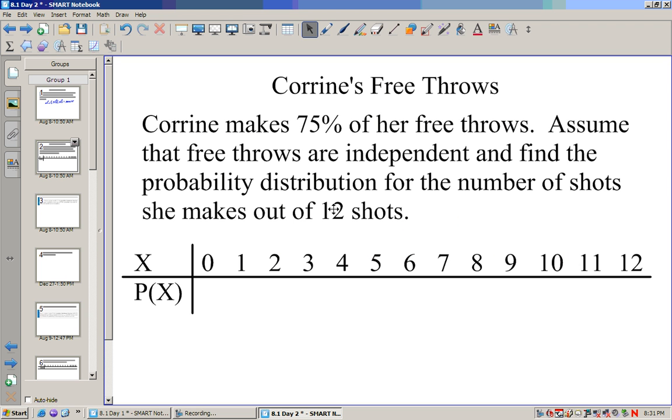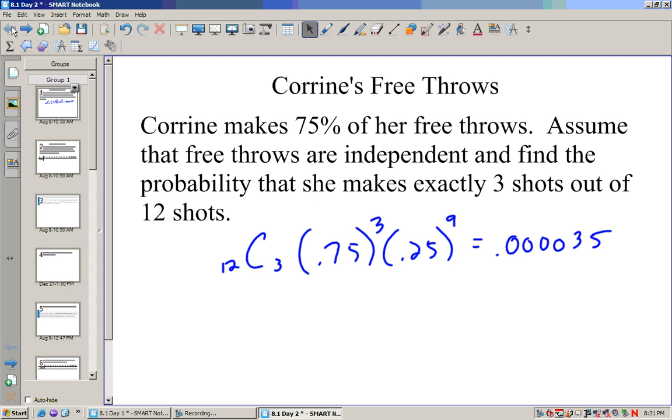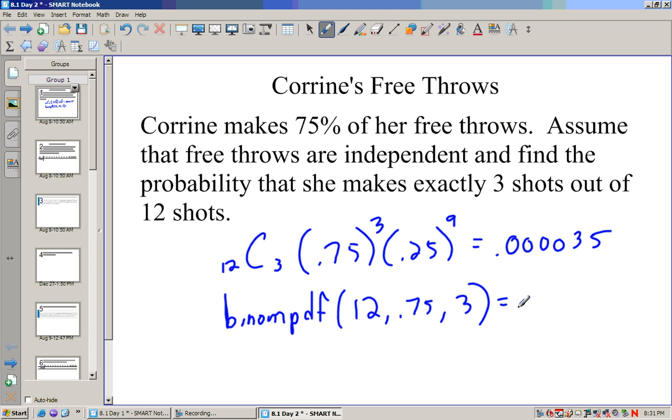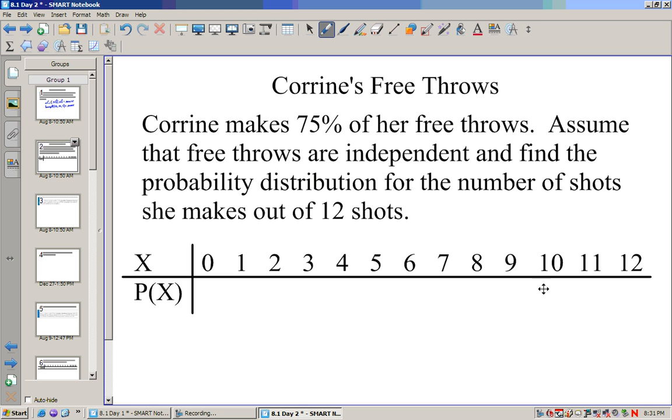Now, if we want to fill out all these, let's go back. A way we could do this with our calculator is we could hit second vars, which brings up the distribution, which we do Binomial Pdf, and we do 12, because there's 12 shots. Probability of success is 0.75, and comma 3, because we want to find the probability that she gets 3 shots, and we should get the same answer. Alright, so if we want to fill in this entire distribution, take a second, pause the video, and fill this in on your own.